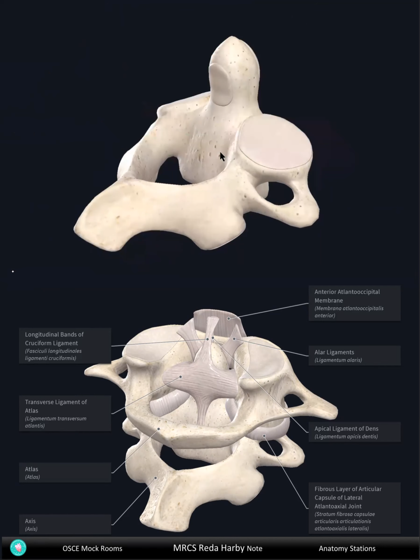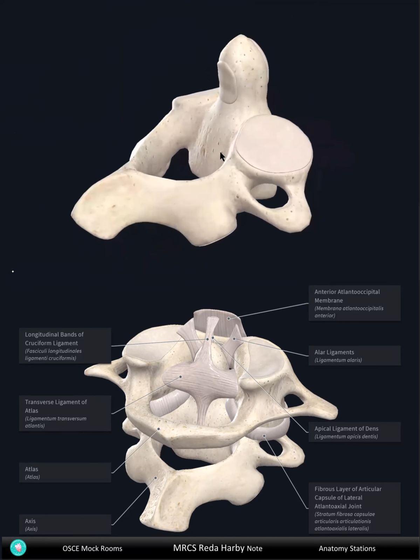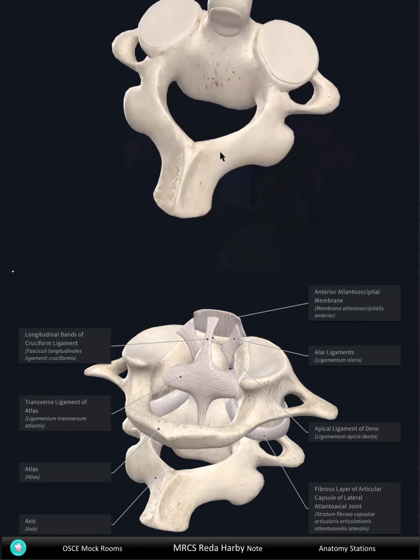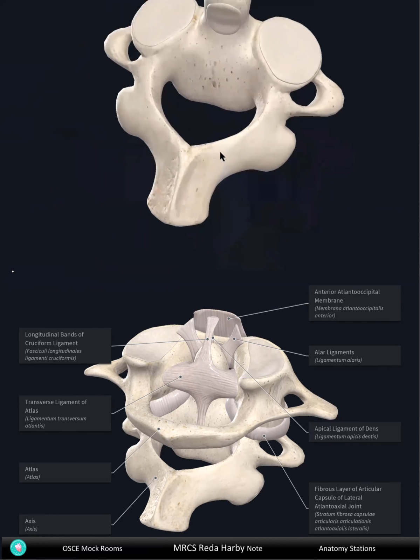Regarding the atlanto-axial joint, what type of joint is the atlanto-axial joint?